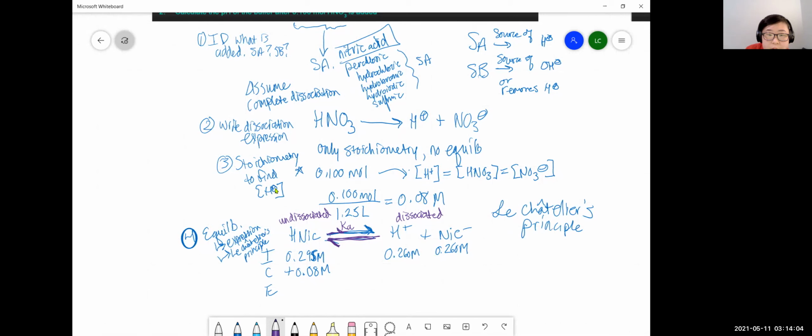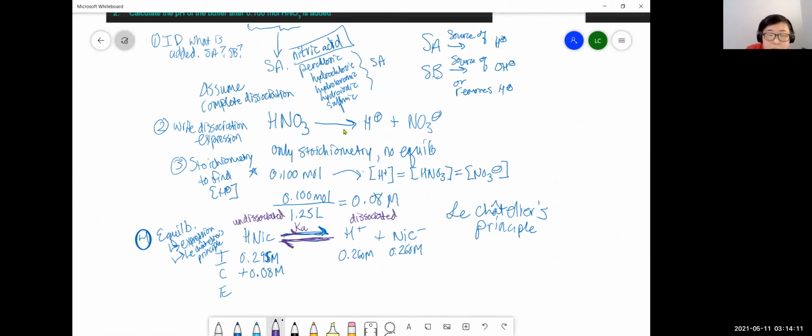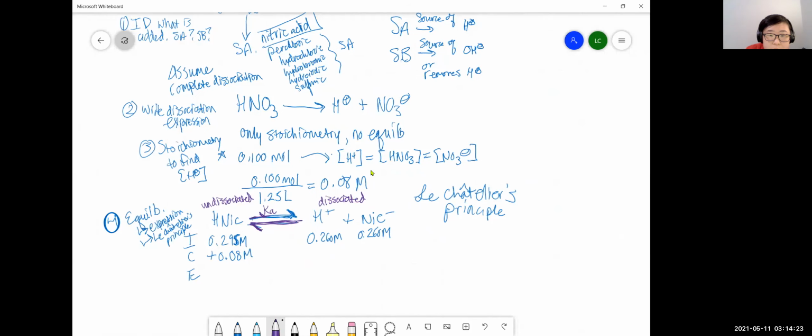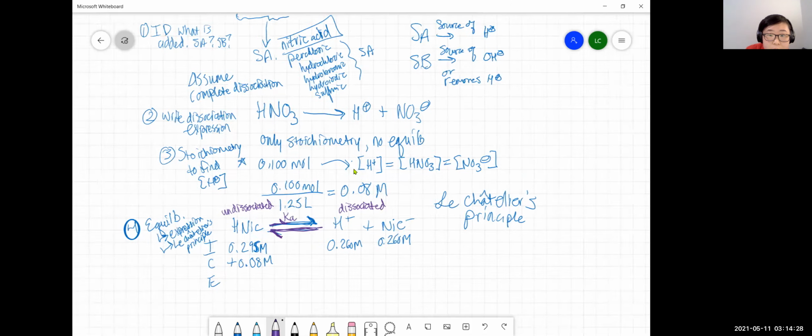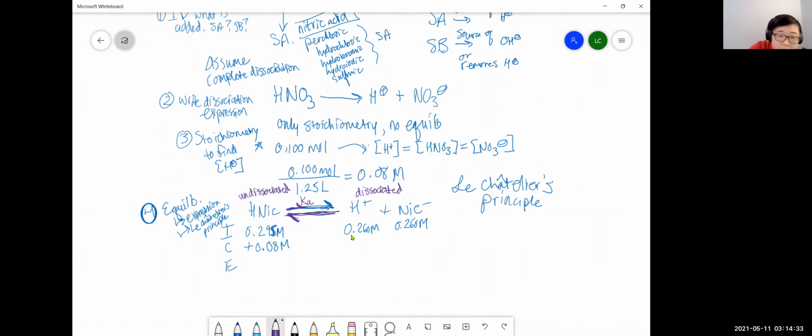You do stoichiometry to find the protons. It's only a stoichiometry problem here, and there's no equilibrium because this is a strong acid and completely dissociates. So 0.1 mole corresponds to protons, and you divide by 1.25 liters to get 0.08 more. That's the number of protons being added. So that goes to change because it's the perturbation to the system, and that came from here, what's added.